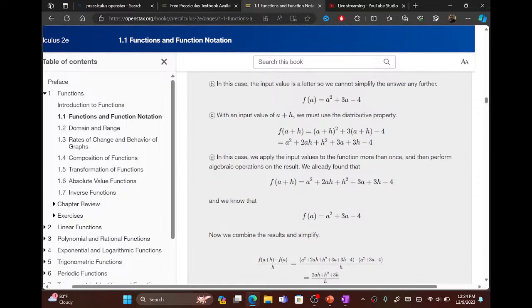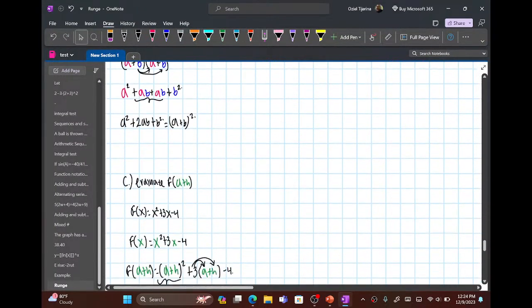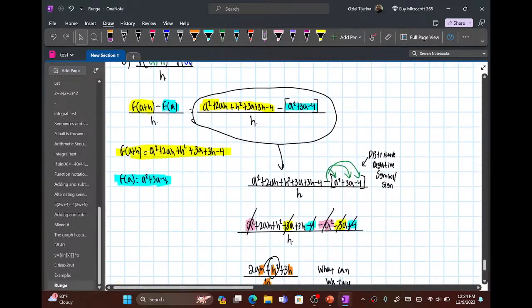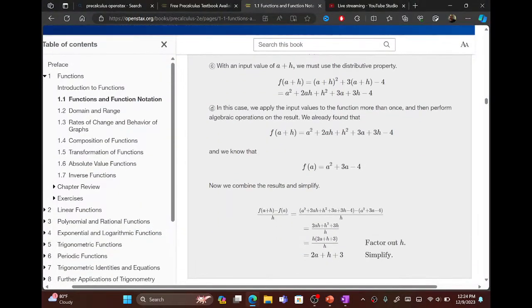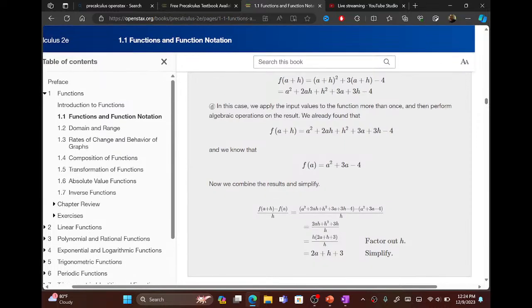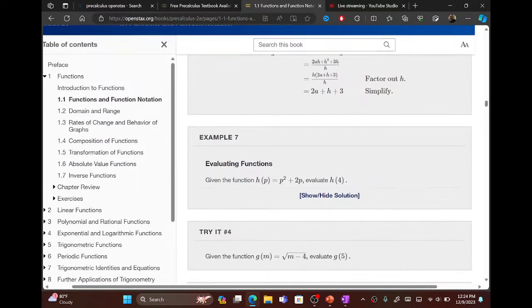Now the last part is very difficult, right? It is a lot, okay? We ended up with 2a plus h plus 3, which was exactly what we ended up with. It's literally what I did, but I just explained it a little better. Now, there is the idea of evaluating functions. Given the function h of p is p squared plus 2p, evaluate h of 4.